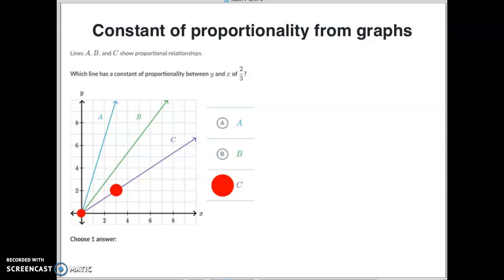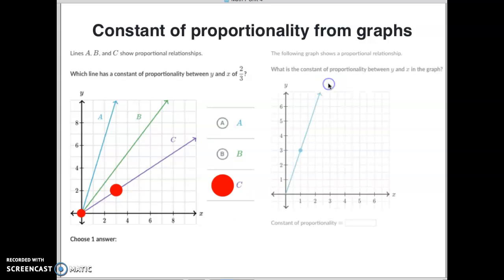All right, next one. Let's do another one here. What is the constant of proportionality of this graph? So you'll notice that to get from here to this dot right there, it went up 1, 2, 3, and then over 1. By the way, what is 3 divided by 1? You guys should all know that. What is that? That's right, it's 3. So your answer for that would be 3. All right, that's how you do a constant of proportionality from a graph.